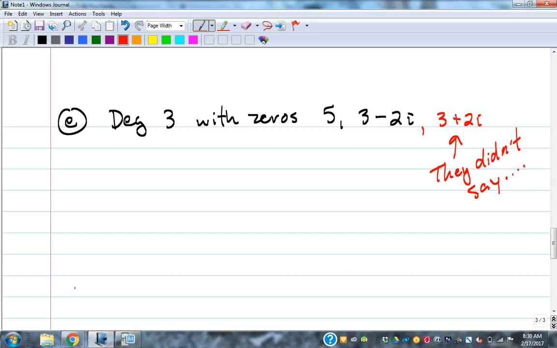All right. So, what are the factors that build this? X minus 5. That's the easy one. Now what? X plus 3 minus 2i. It's minus.